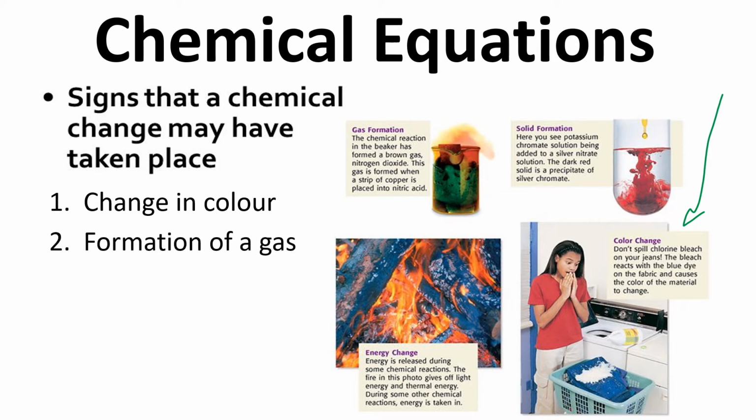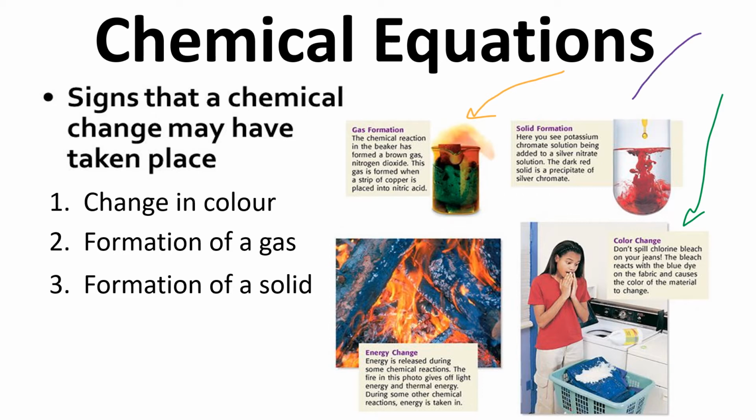Next one, the formation of a gas. So if you put 2 things together and you smell something, that is the formation of a gas. 3, formation of a solid. This is you're pouring 2 liquids together and something solid appears within the solution, something that won't dissolve. That is a solid, also called a precipitate.